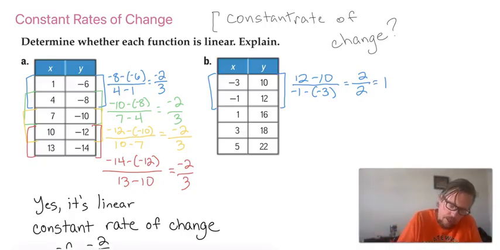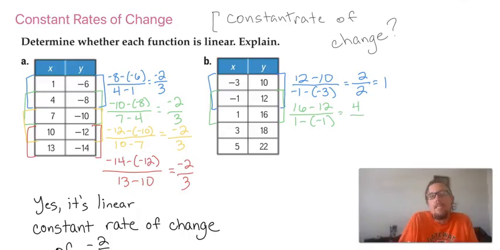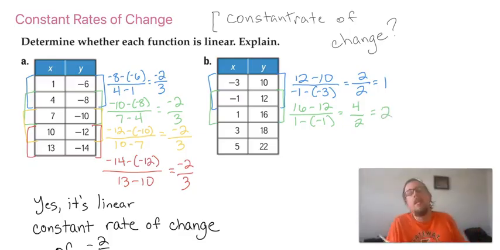Okay, let's look at our next pair. From -1 to 1 on the x and from 12 to 16 on the y. So the y's are going to be 16 minus 12, and the x's are going to be 1 minus -1. 16 minus 12 is 4. 1 minus -1 is 2. And 4 divided by 2 is 2. Not the same. I don't need to do any more.